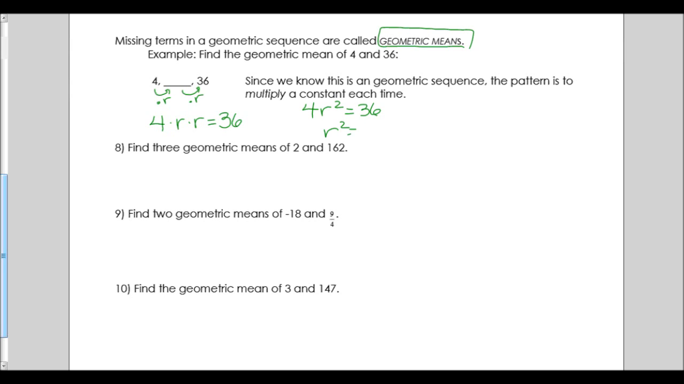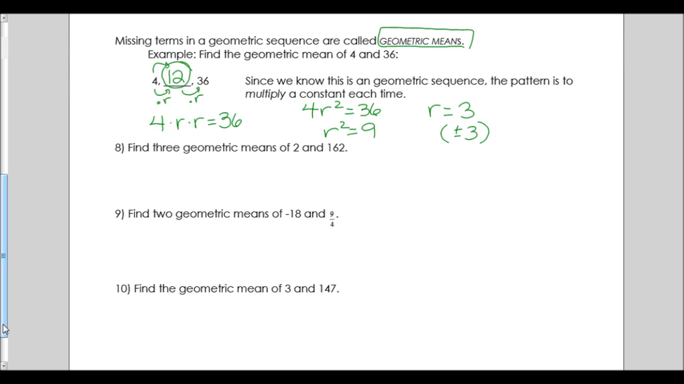I'd divide both sides by 4 to get r squared is 9, and then I'd square root both sides to get r is 3. So if I go back and plug 3 into my formula, 4 times 3 would give me 12. And then if I do that again, 12 times 3 is 36. So the answer, the geometric mean of 4 and 36 is 12. By the way, this could be plus or minus 3. So technically both 12 and negative 12 could be the geometric mean, but I'm not going to worry about that too much. If I get 1, I'll be fine with that.